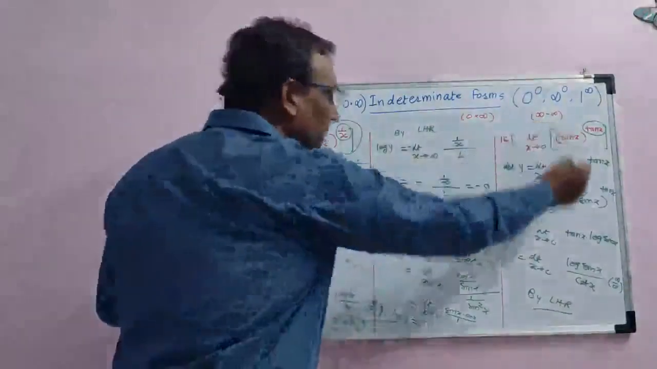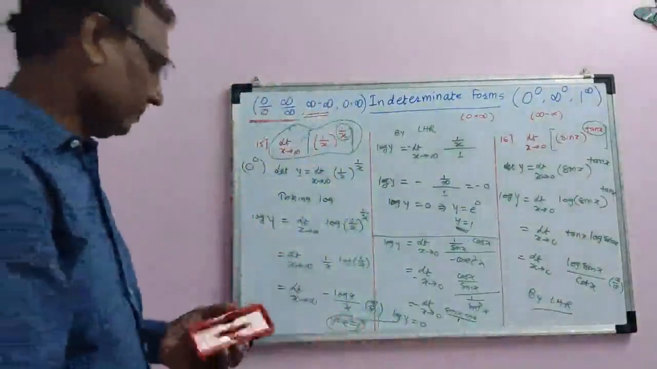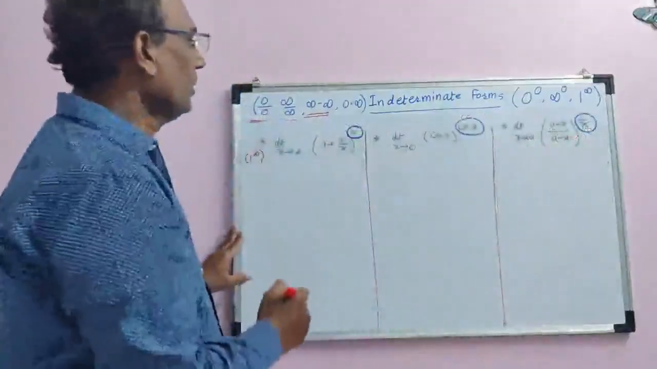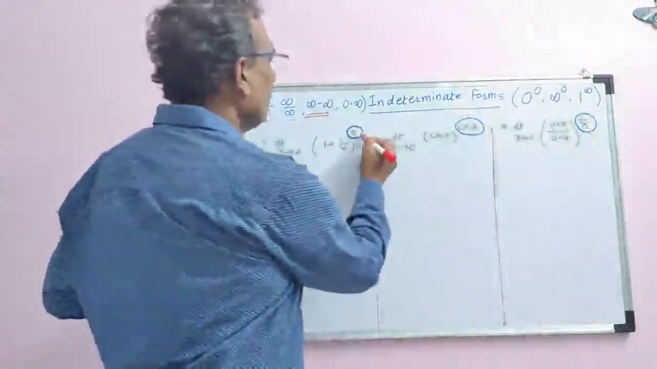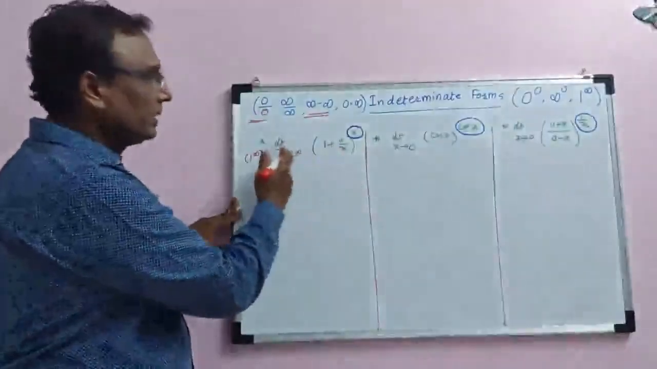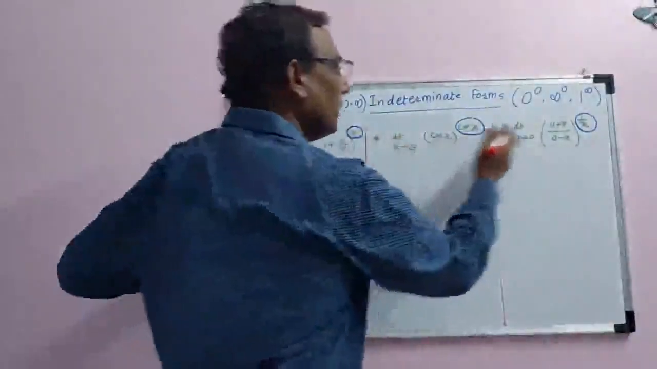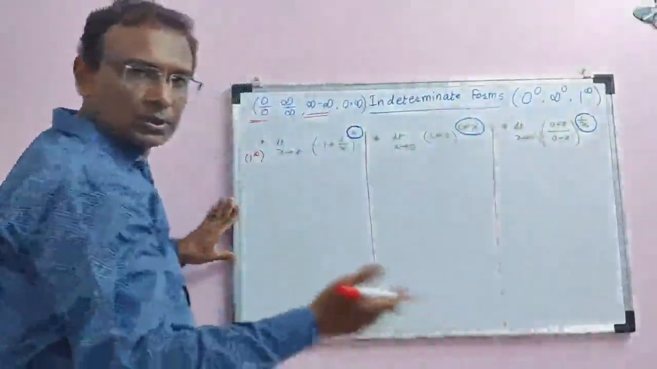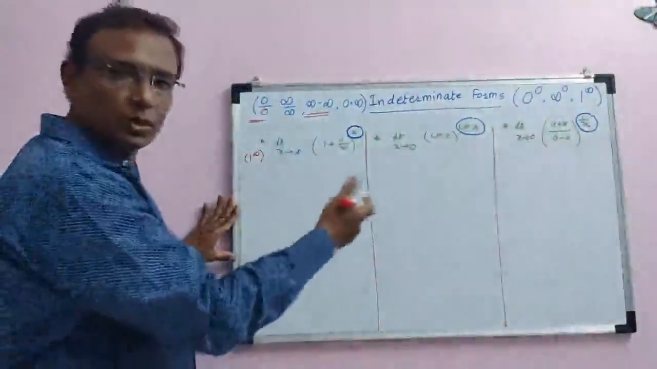Means the value of this limit is what? 1 again. Now very quickly, these three problems we are going to solve. In these three problems, at the index place we have a varying term. This will go to one of these forms. Taking log of both the sides, let us denote it by y, this by y, this by y. Take log of both the sides and try to solve the problem.